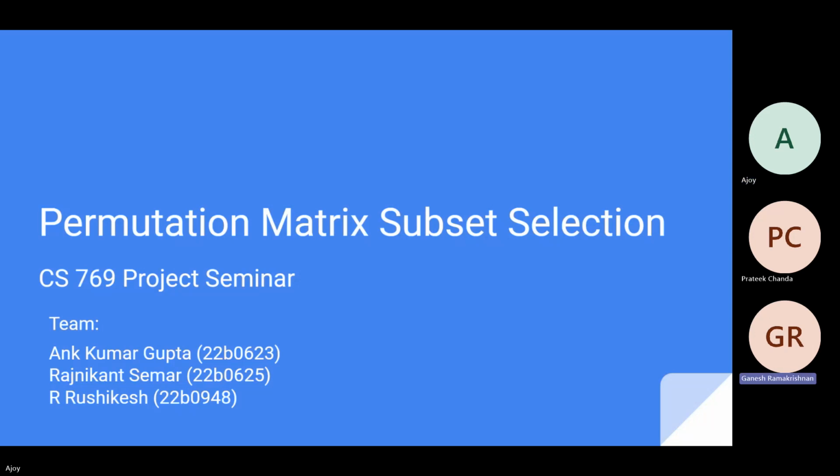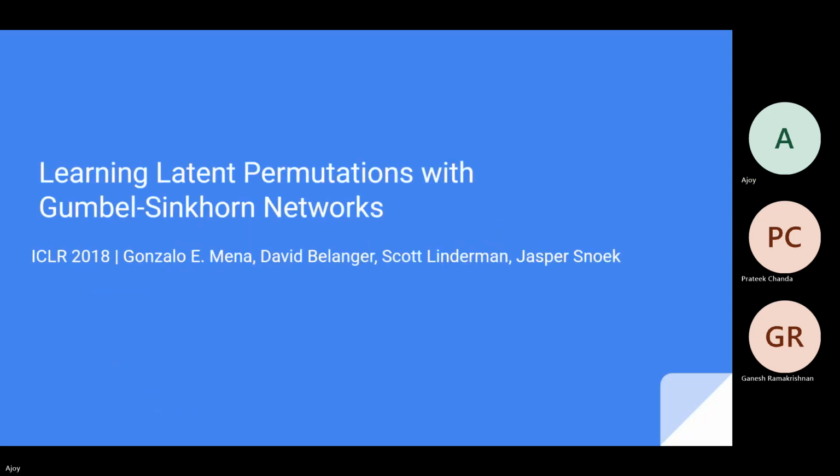So, our project topic is permutation matrix, and our team is here. I'm Rajnigal Sema. He's Rishikesh, and he's Ankumar Gupta.